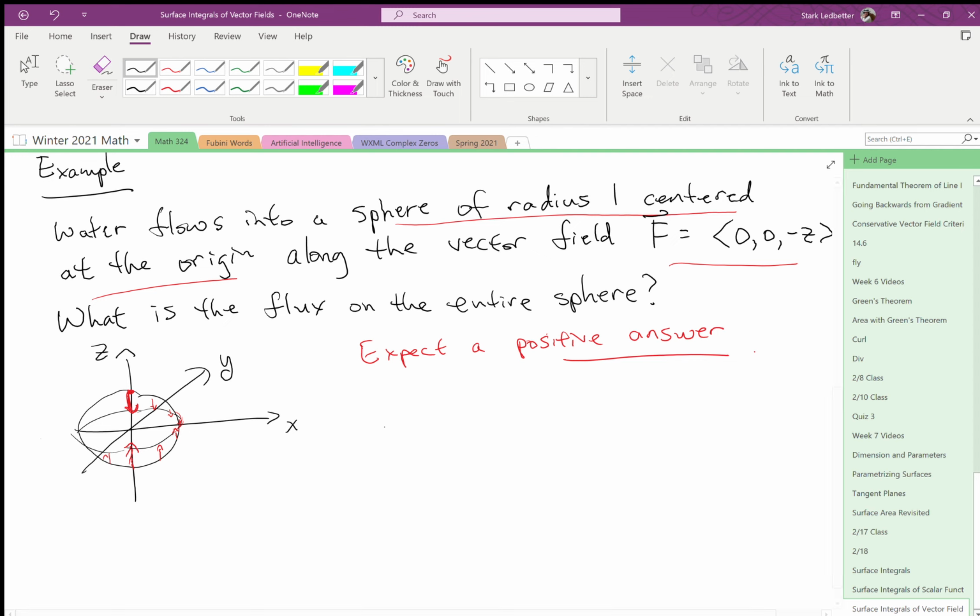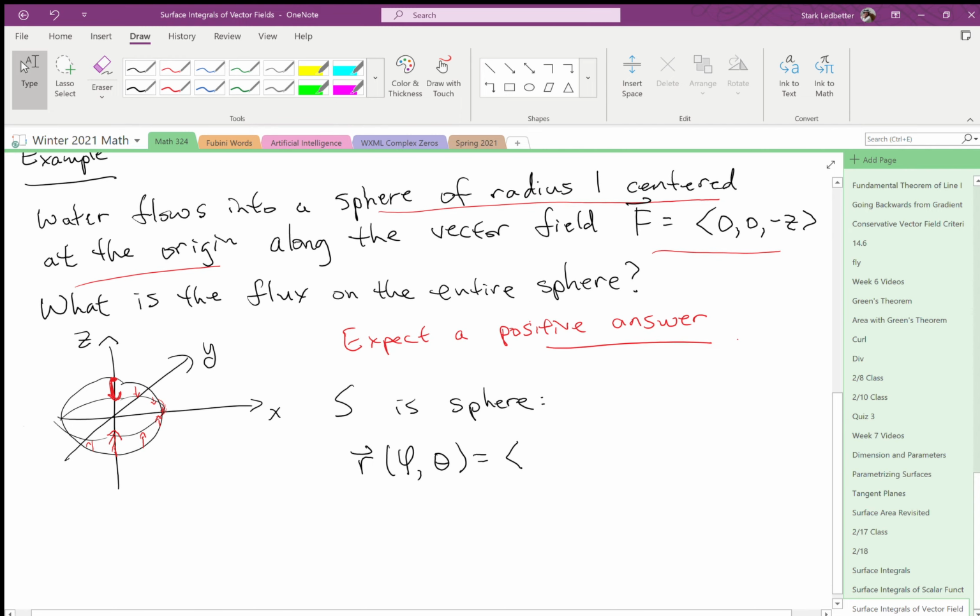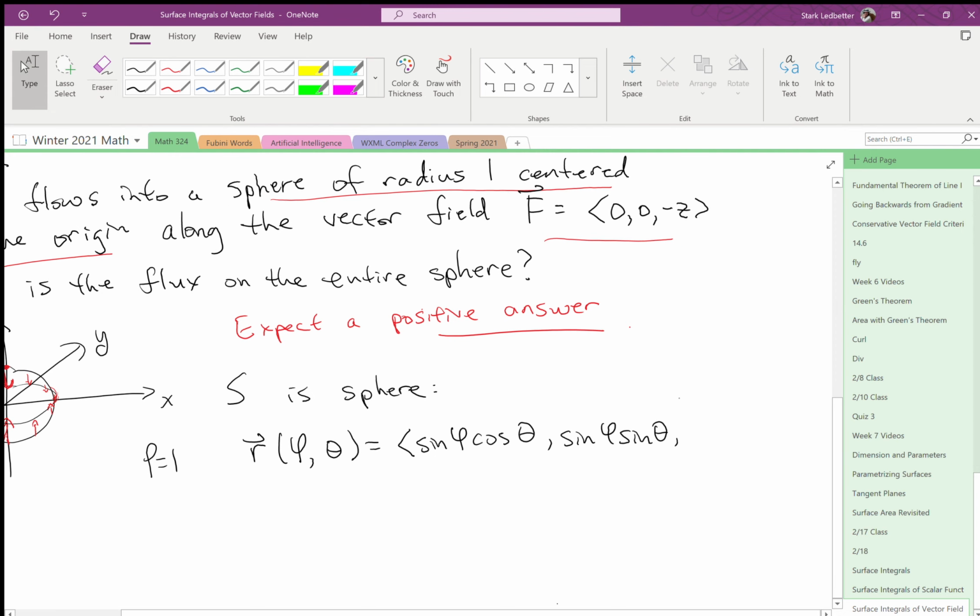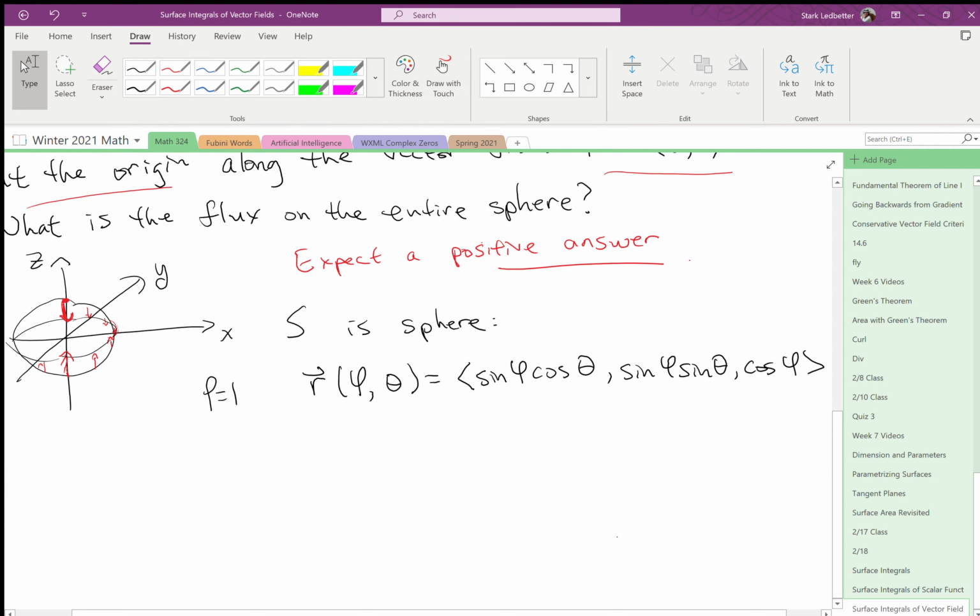So our surface is the sphere of radius 1 centered at the origin, and we can parameterize this sphere. We're pretty good at this now. Let's use spherical coordinates. That'll probably give us the easiest integration, where rho is fixed at 1, right? Rho equals 1. So we just need the phis and theta. Sine phi cosine theta, sine phi sine theta, comma, cosine phi. That's a parameterization for a sphere of radius 1, and it parameterizes the entire sphere.